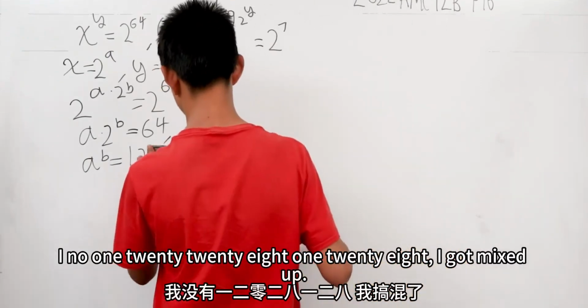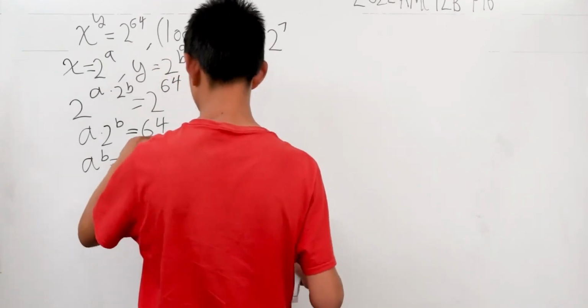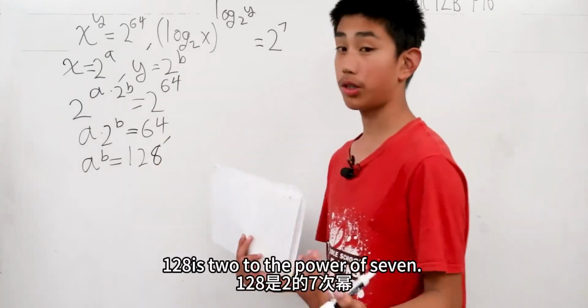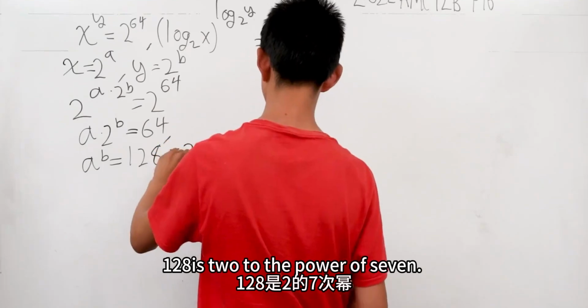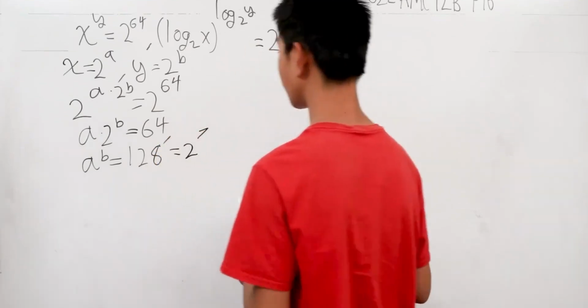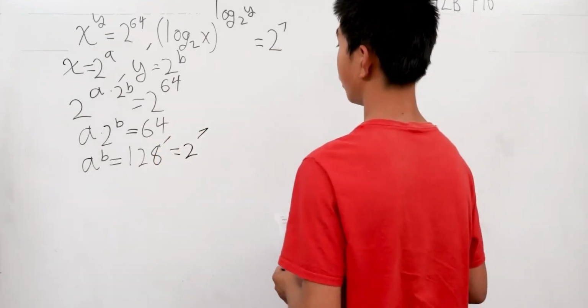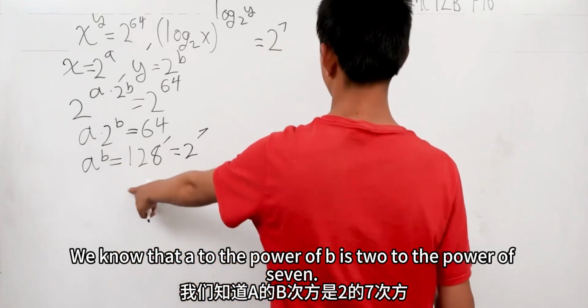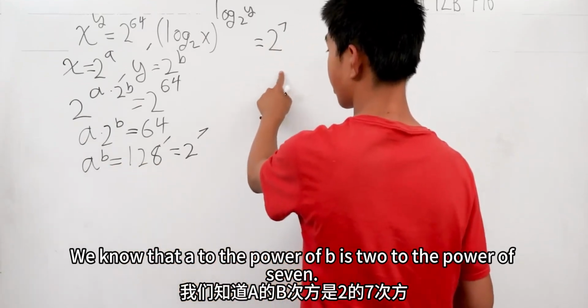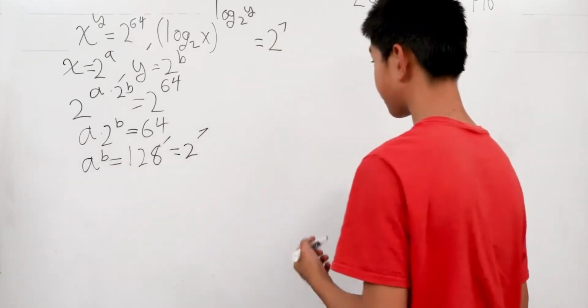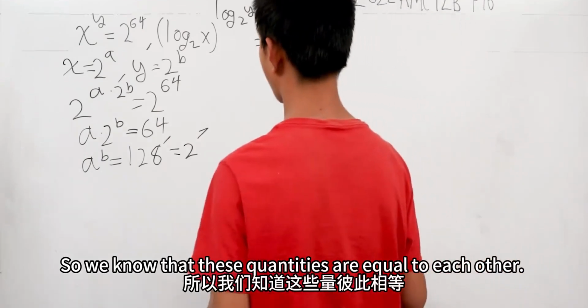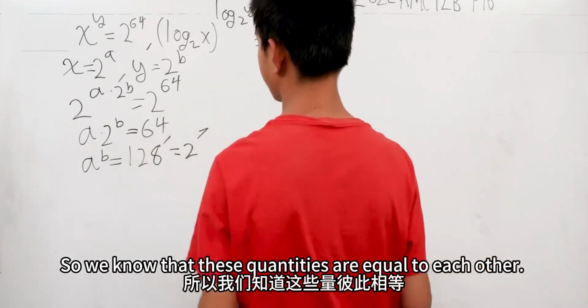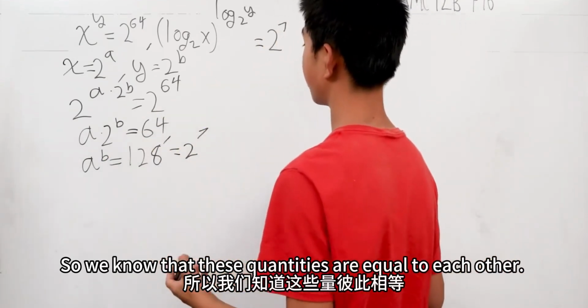128. I got mixed up. And you know what 128 is? 2 to the power of 7. So we know that a to the power of b is 2 to the power of 7.